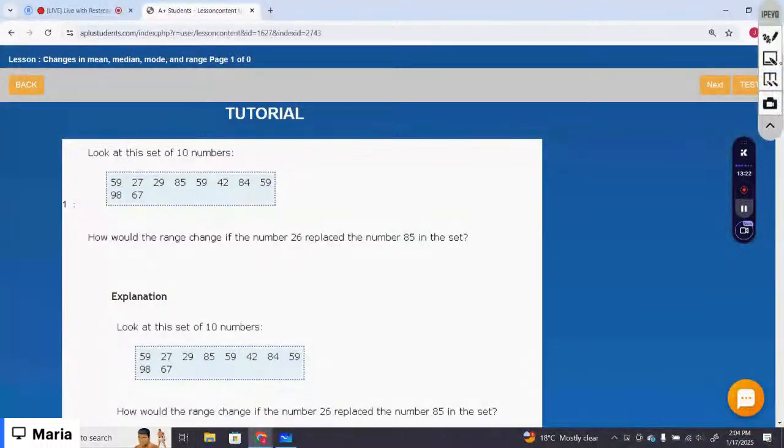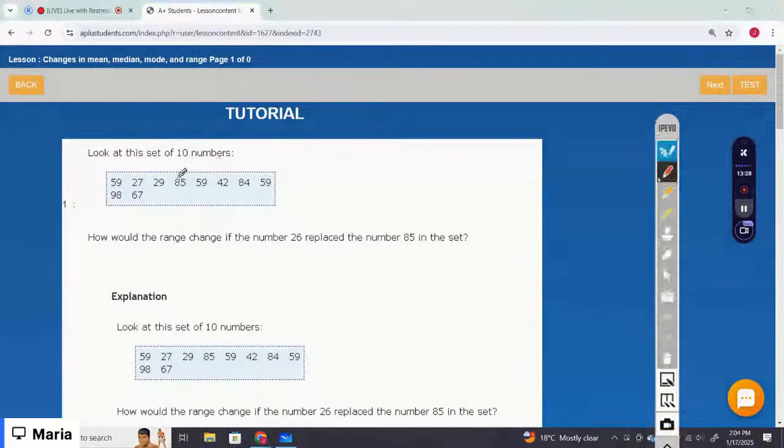Okay, so here is the 85 in the set, right? First look at the range of this data set. The range is the difference between the smallest and greatest number in the given data set. So in the given data set, the smallest number is 27 and the greatest number is 98. The range is 51.